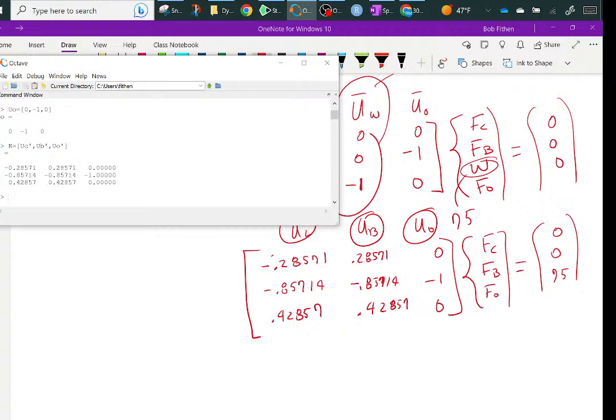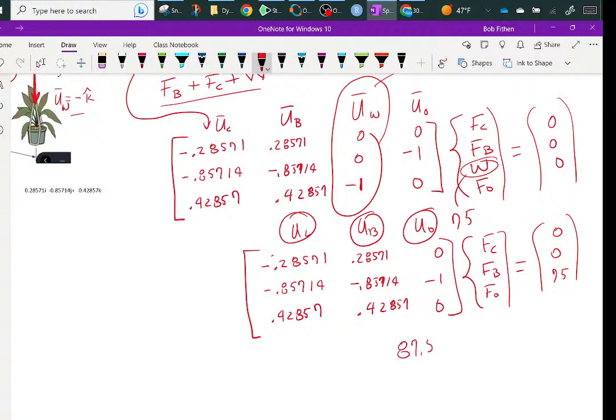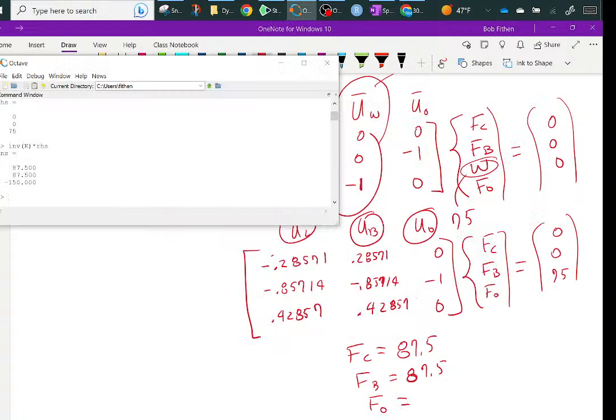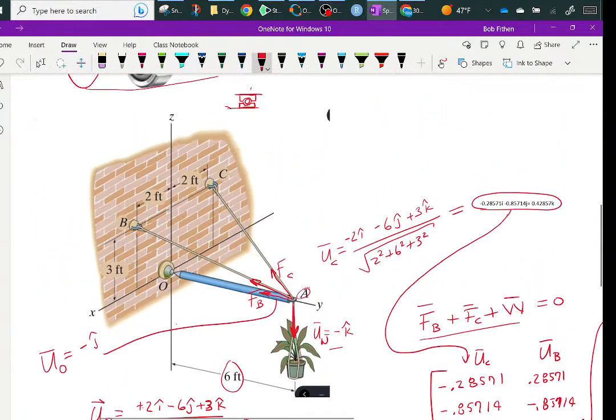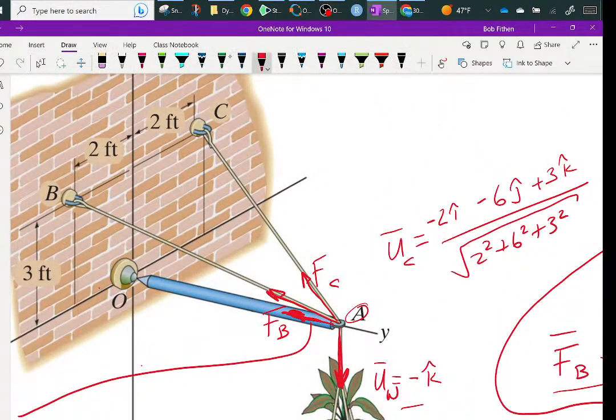So there's my matrix. My right hand side is going to be 0, 0, 75. So then I do inverse of K times right hand side, and I get 87.5, 87.5. That's going to be, again, FB, 87.5. And the FO, I believe, was minus 150. Minus meaning it's in the opposite direction of the unit vector I drew.